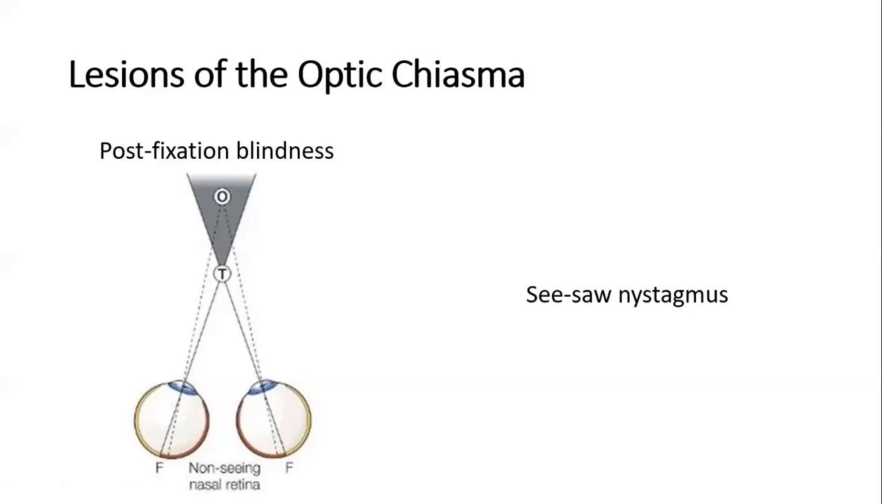Apart from this, there is also seesaw nystagmus which can happen in an optic chiasmal lesion. So is everybody clear with the optic chiasmal lesions? Can we proceed further?